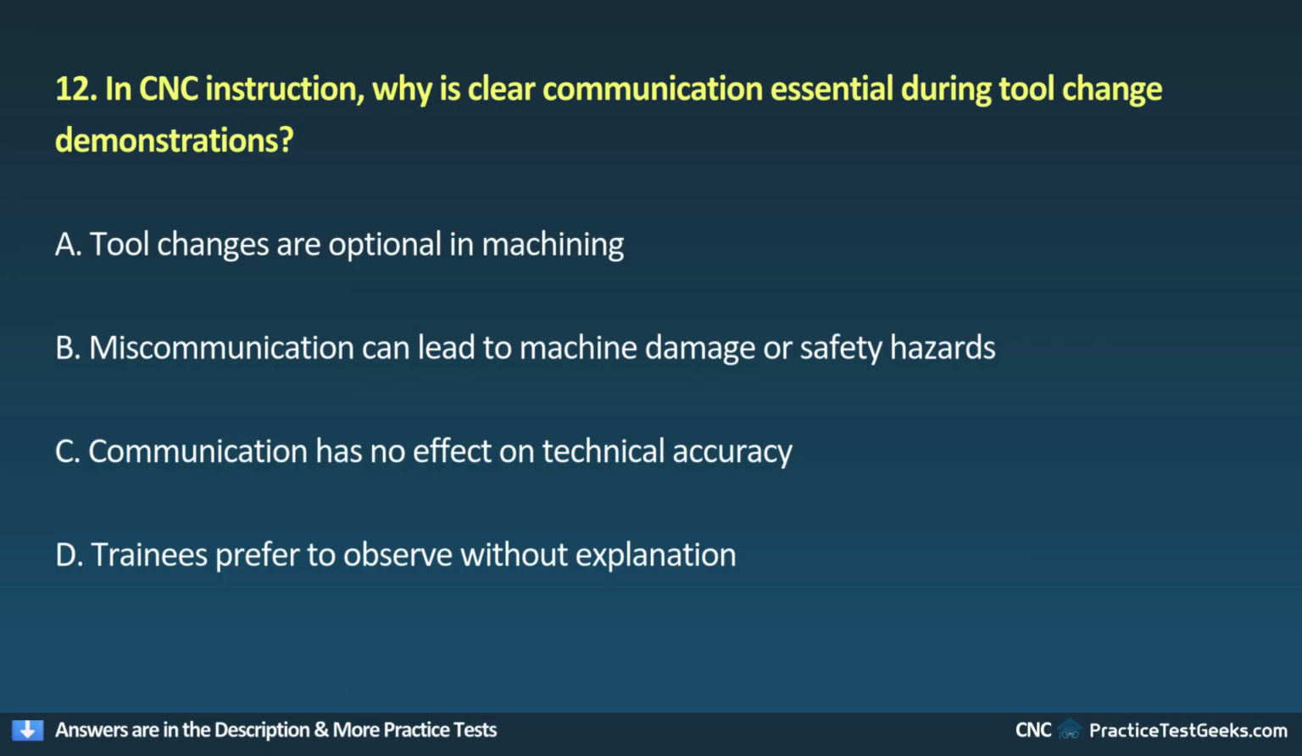12. In CNC instruction, why is clear communication essential during tool change demonstrations? A. Tool changes are optional in machining. B. Miscommunication can lead to machine damage or safety hazards. C. Communication has no effect on technical accuracy. D. Trainees prefer to observe without explanation.